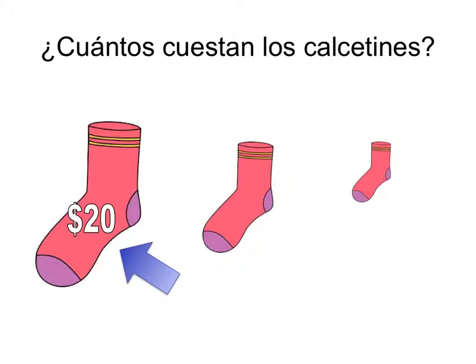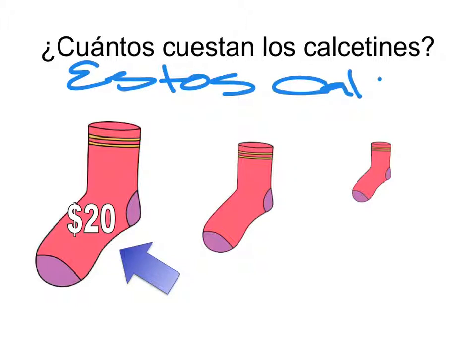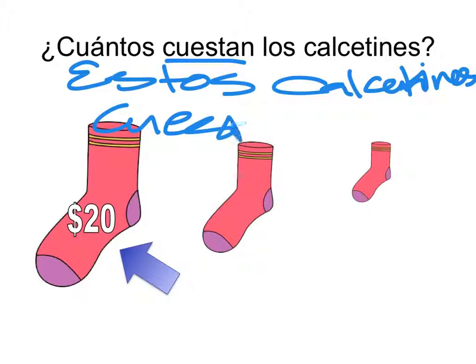And then I see that we're referring to the largest picture. So what demonstrative adjective would we use for these socks? Muy bien, estos. This and these have T's. Estos calcetines. After you figure this part out, then you're just going to copy our verb. Use the verb from the question in your response on the test. Cuestan.